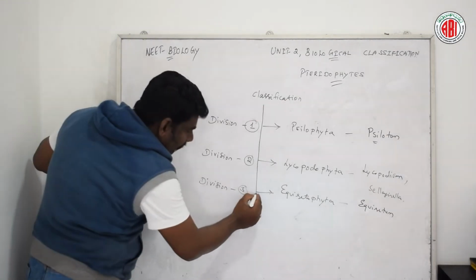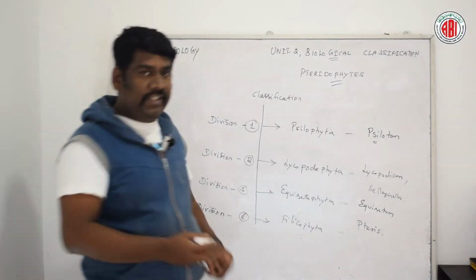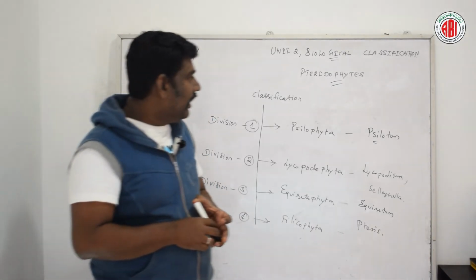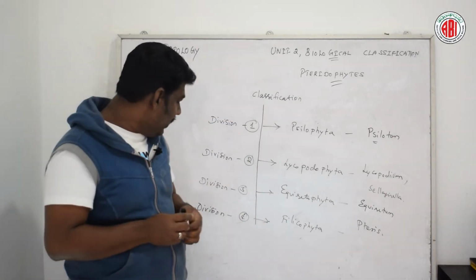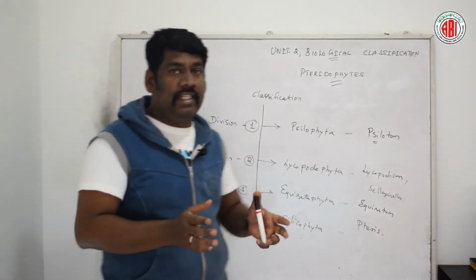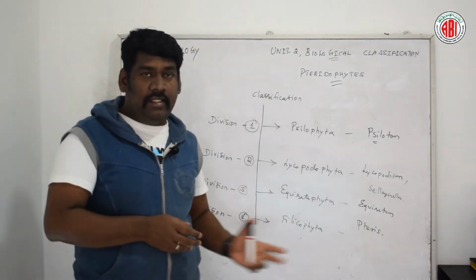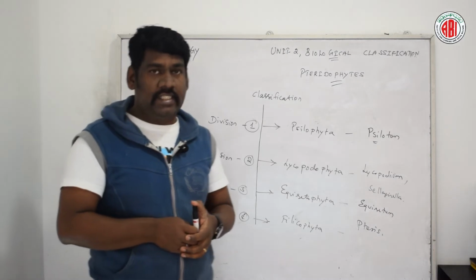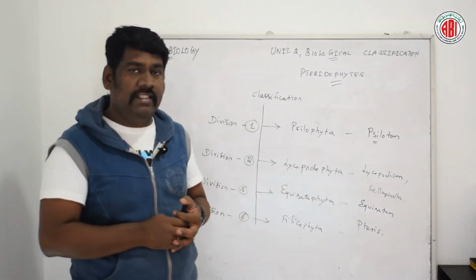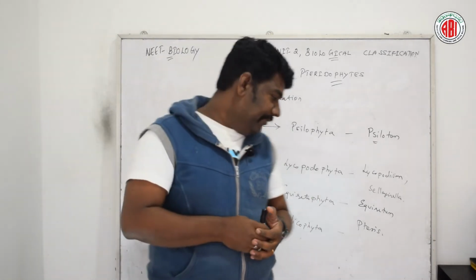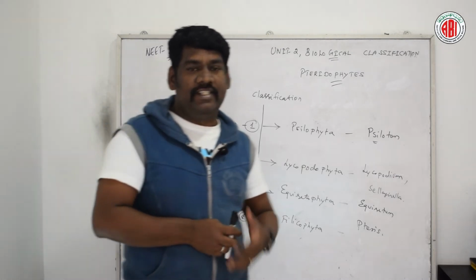Now let us talk about the fourth division. Division 4, the fourth division of the category Pteridophytes classification, is usually known as ferns. This division is called Filicophyta. Filicophyta are also called ferns.